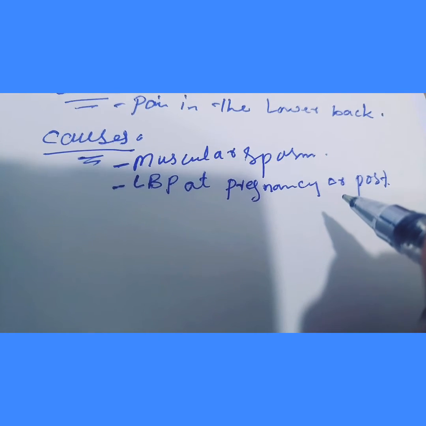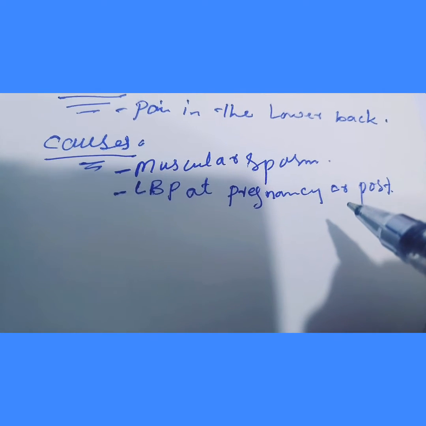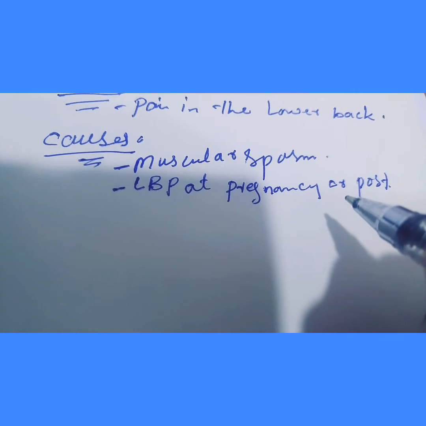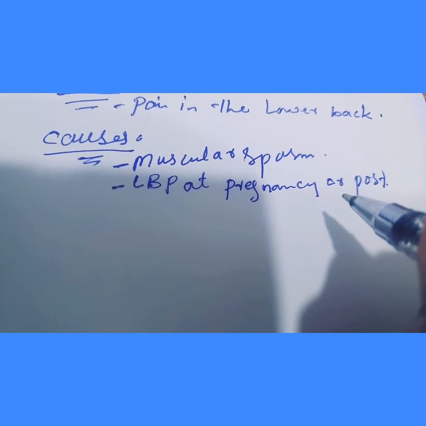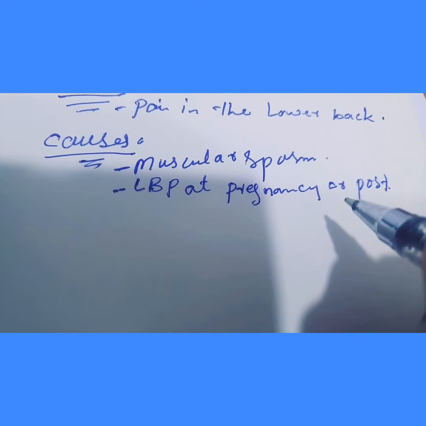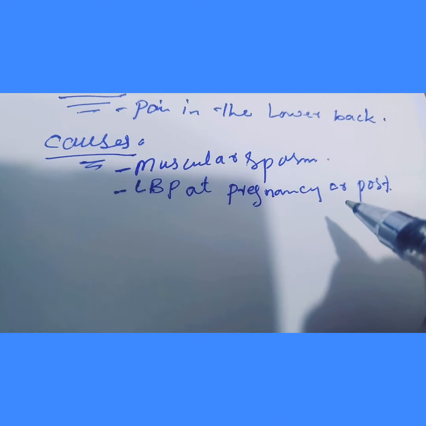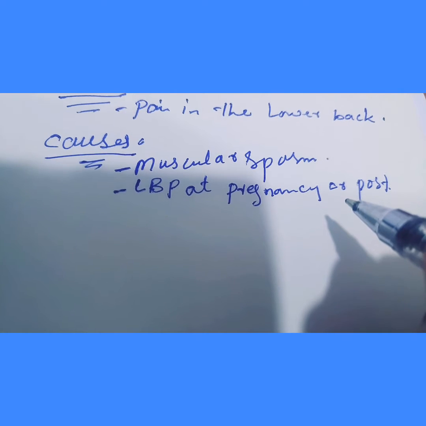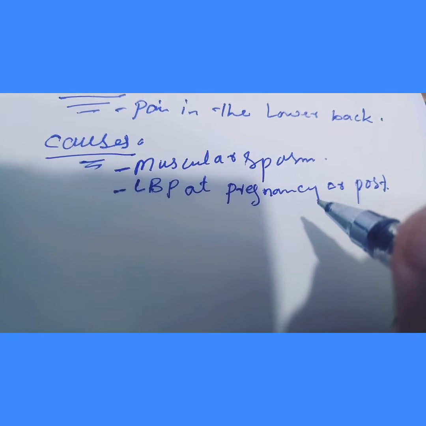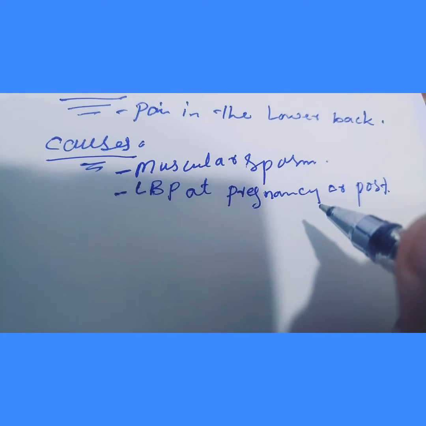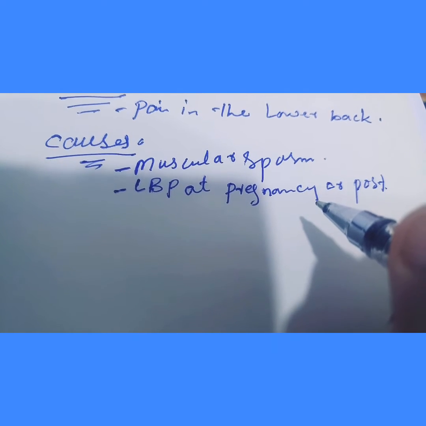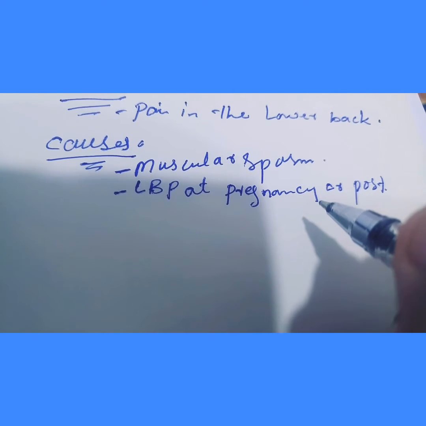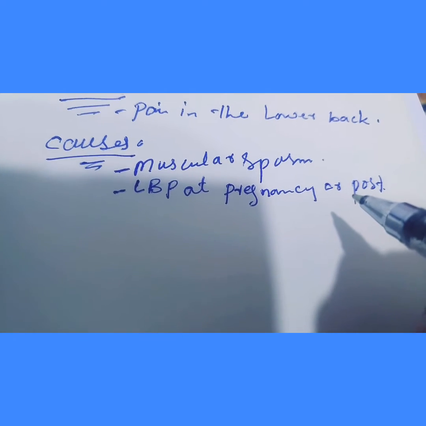This lower back pain is caused due to the overstress of the lower back muscles due to the pregnancy, and this overstress of muscle is for a long time. So this can cause lower back pain, and in pregnancy the lordotic curve can also increase, which can also be a cause of pain at the lower back during pregnancy or postpartum.